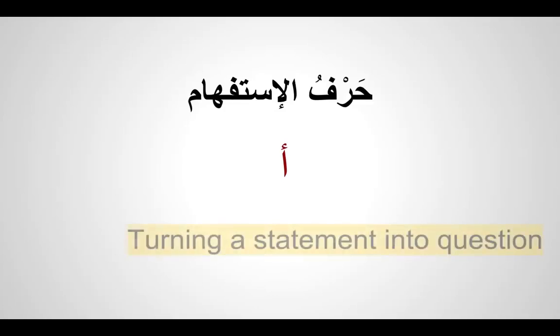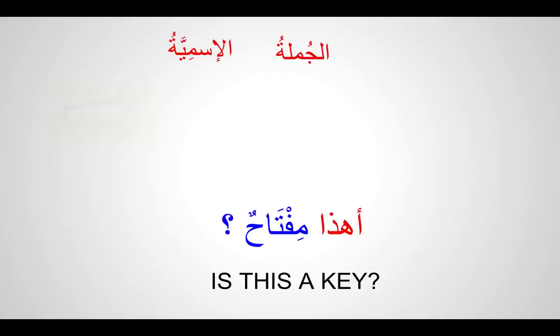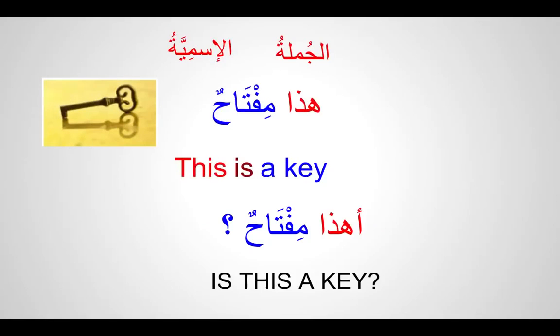So what about a? A is a letter which is used to turn a statement into a question. For example, if we have هذا مفتاح, so we put a in front of it and we turn the whole sentence into a question. If you say this is a key, it is a sentence. If you want to turn a sentence into a question, you put a in front of it and the whole thing becomes a question.